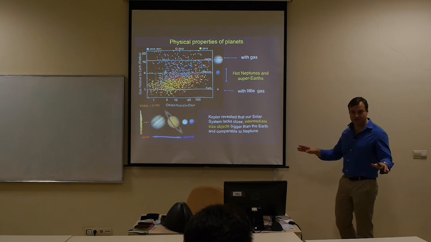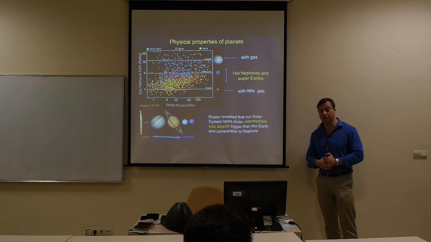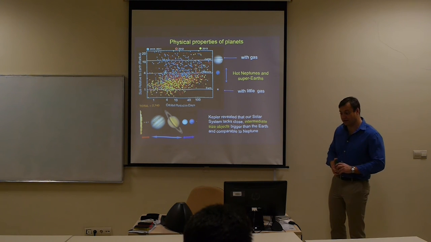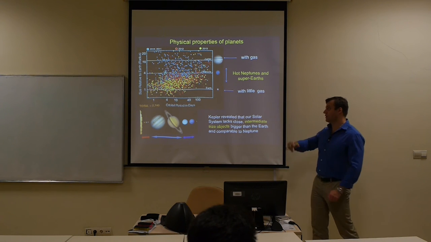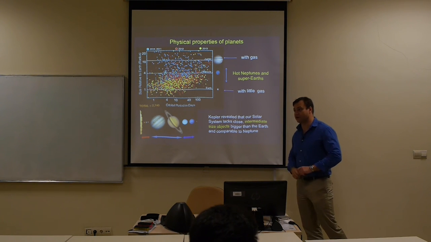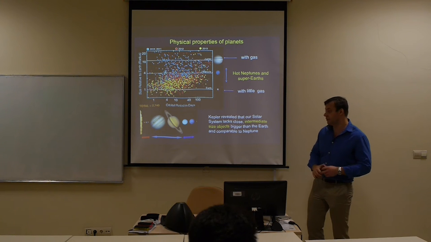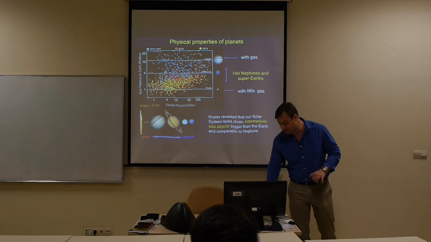Again, in our own solar system, we don't have an analog of such planets, and this has been an interesting discovery. Right now, we know that most of the exoplanetary systems are in such configurations. They have these super Earths and Neptunes sitting very close to the parent stars.